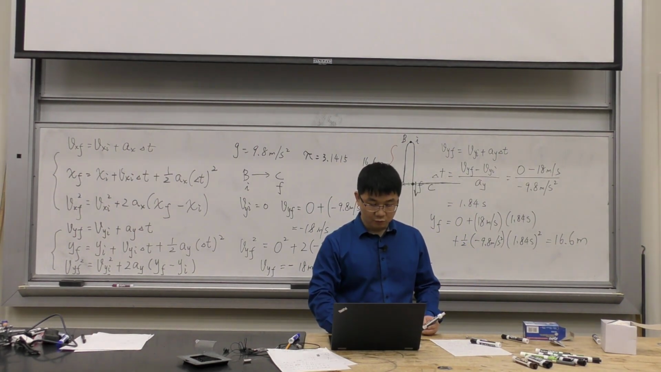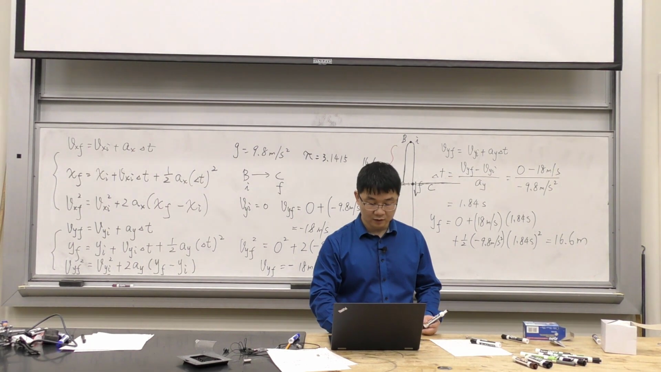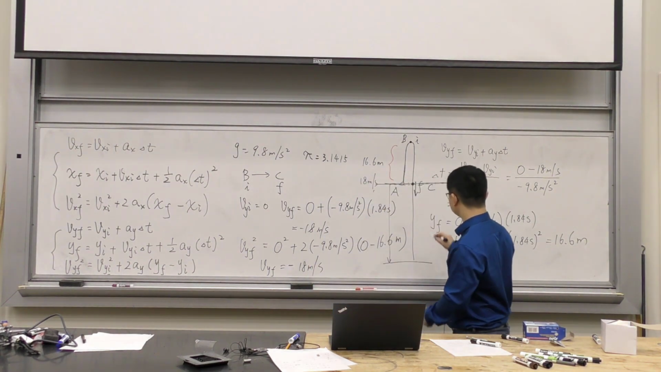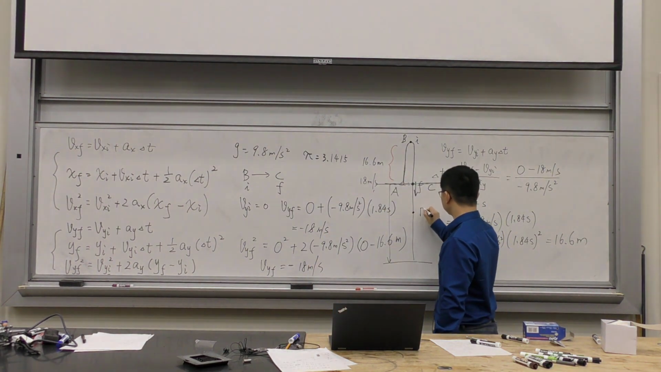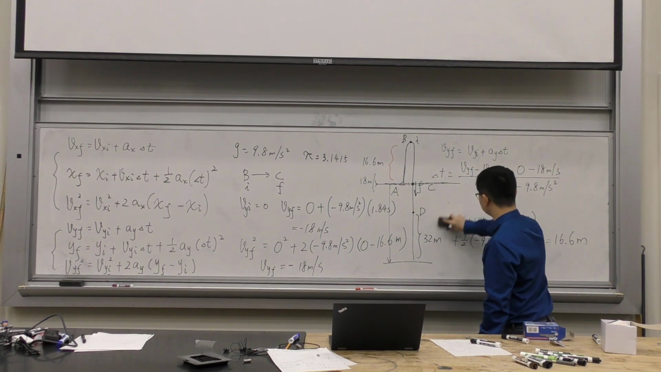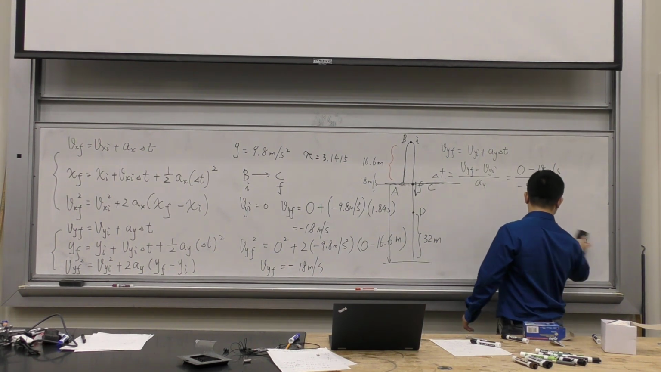Now this is this part. Now the last part: find the velocity of the stone when it is 32 meters above the ground. This is the point D the problem labels. So it's somewhere here, and this distance is 32 meters. So now I'm going to erase this. I don't think I need this anymore.